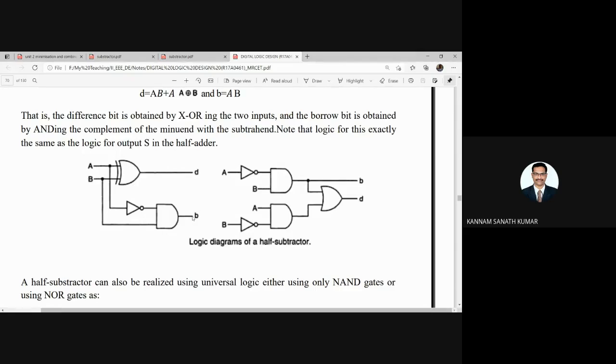Borrow is nothing but A dash B. From A, through the inverter, you give it to the AND gate, and B also you give. So borrow equals A dash B.